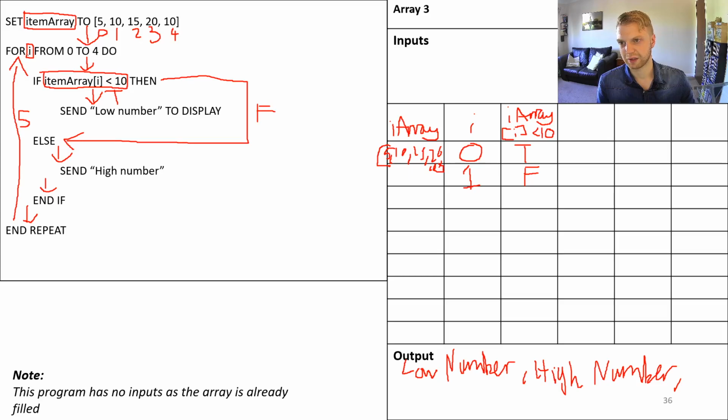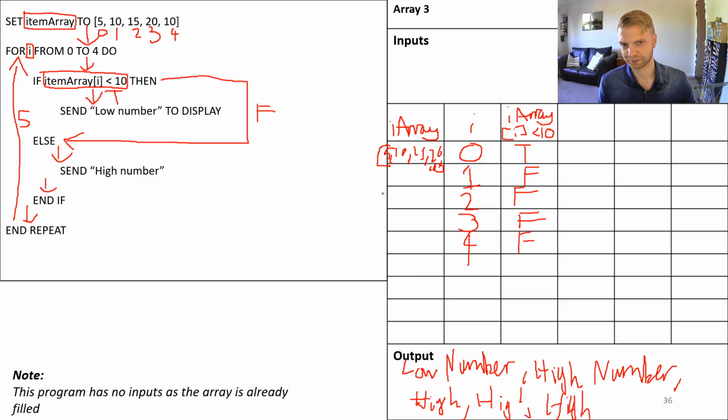Go around again, I goes up by 1 as always. We get to 2. If item array 2 is less than 10, well what's there? 15. Is 15 less than 10? No, it's not, so false. So we write high number again. I'm just going to write high to be quick. And so we go around again, I goes up. What's that position? Well, it's 20. Is 20 less than 10? No, it's not. So we write high again. One last time we go around, we get to 4. If item array 4, so if 10 is less than 10, no it's not. That is also false. So we write high once again.